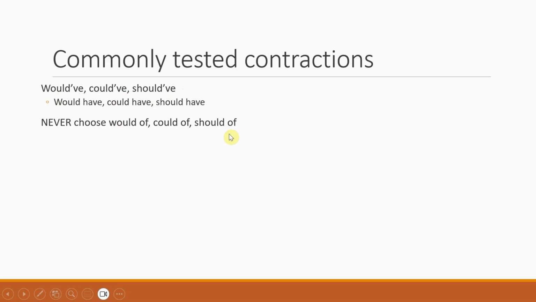That's not actually what it means, because remember, it's a contraction. So that apostrophe is indicating I just took some letters out. So in this case of should have, I took out HA. I still have a VE. Of doesn't have a VE. So that's a good way to help remember that. So never choose would of, could of, or should of, because that is not what these stand for.